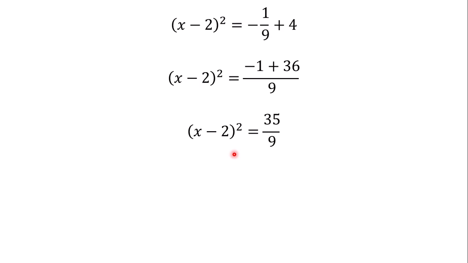Now here we are going to square both sides, because this side has been simplified. So there's nothing that we can do again. The only thing is to square both sides. Okay. Now let's square both sides.